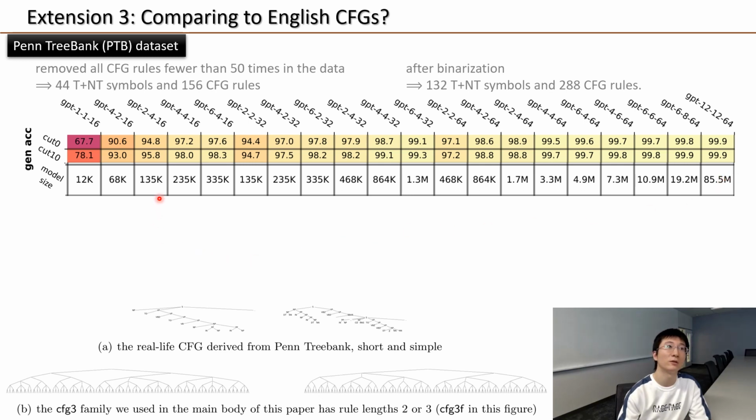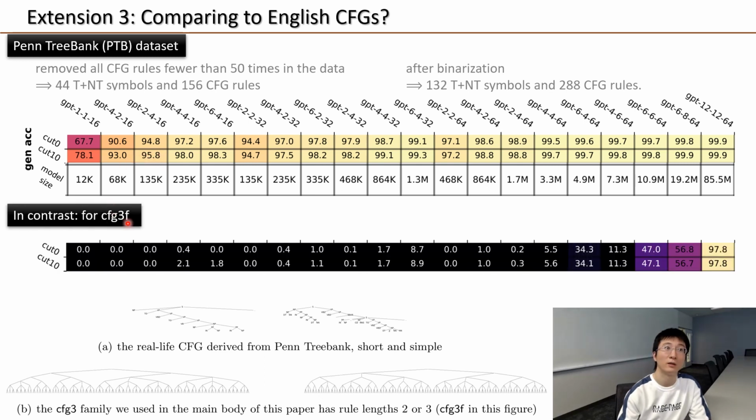But in fact, you can notice that if you just use a 100 kilobyte size GPT of like 2 layers and 4 heads and so on, then you can already learn the English CFG to a very good accuracy. So the first row is generation accuracy. The second row is completion accuracy. And in contrast, if you look at CFG3F, then you really need a very large GPT-2 to learn such CFG.